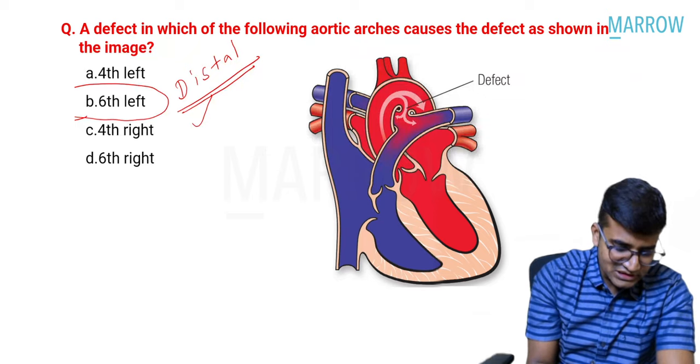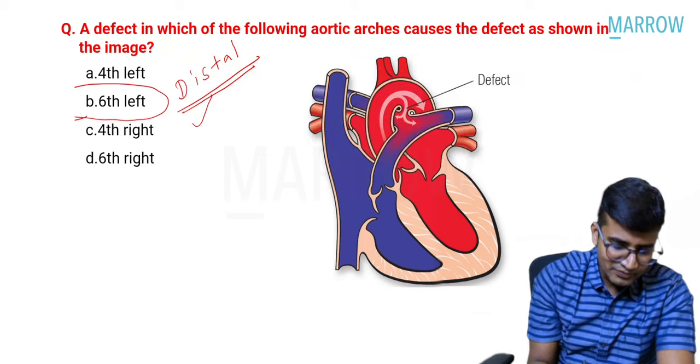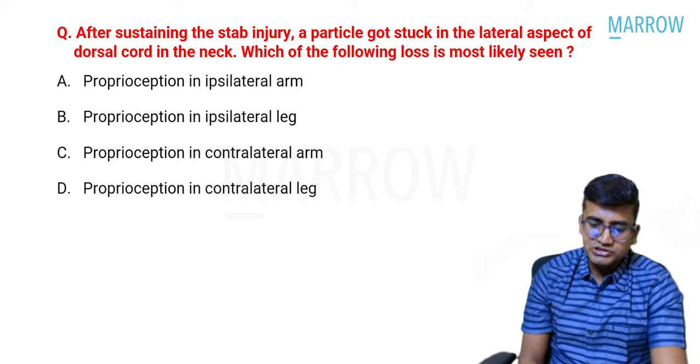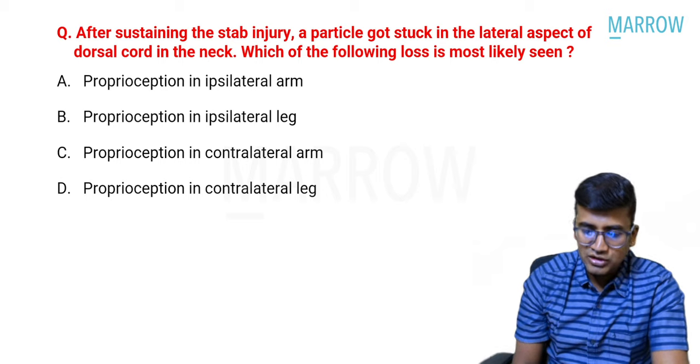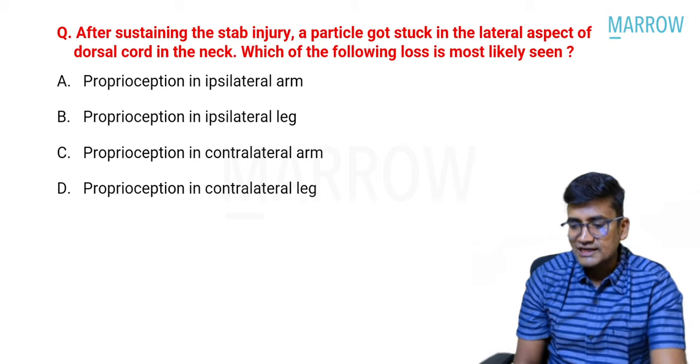Now the next question is from your brain. After sustaining a stab injury, the particle got stuck in the lateral aspect of the dorsal cord in the neck. Which of the following loss is most likely seen?